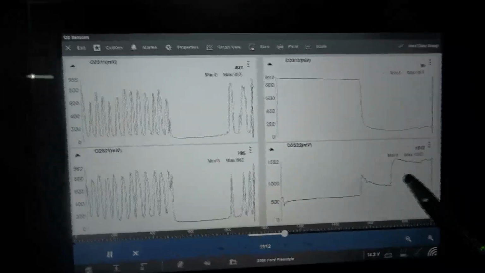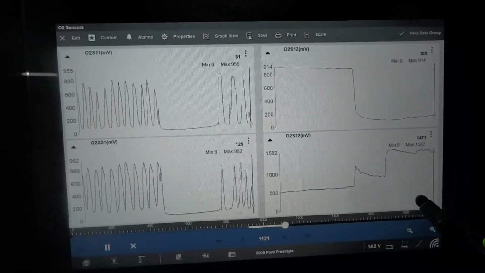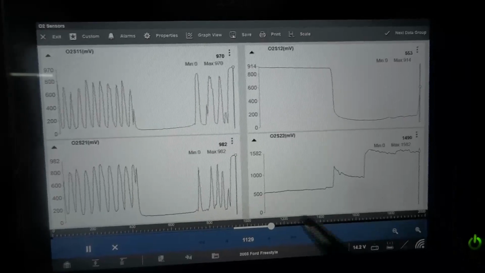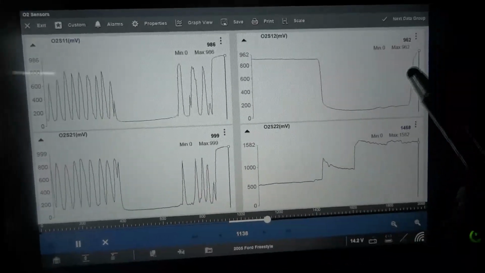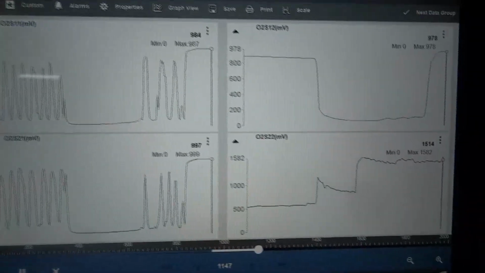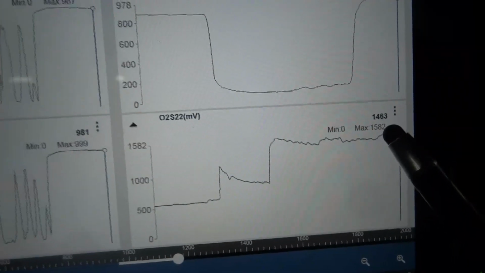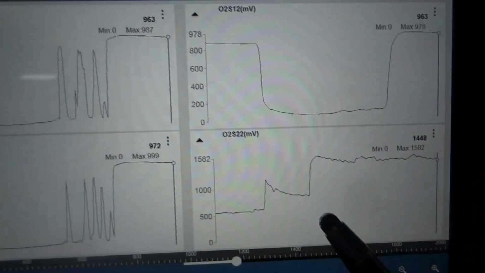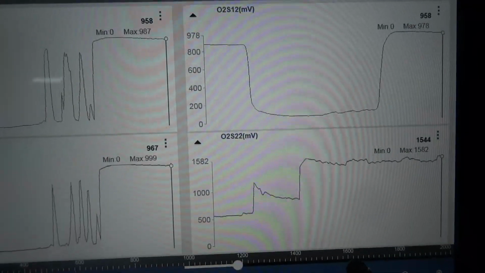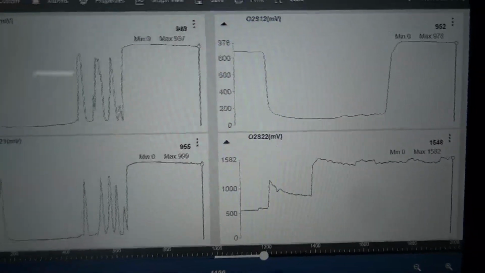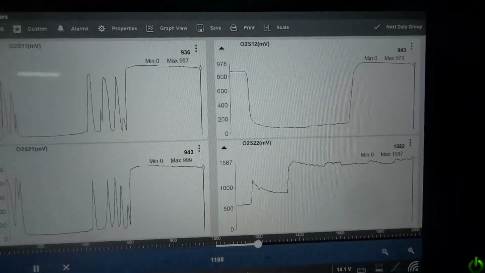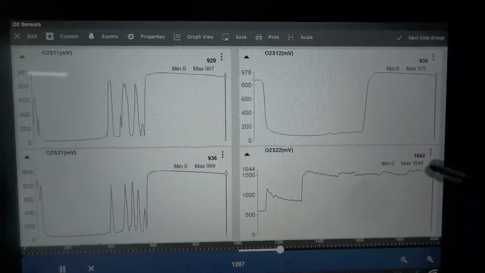Okay, so I'm gonna let off, so they will all peg rich. And this one is showing us 1500 millivolts. This is crazy. Well, guys, this is a sensor problem.